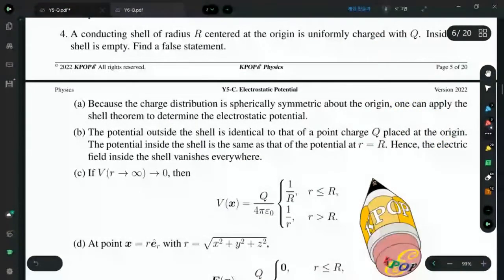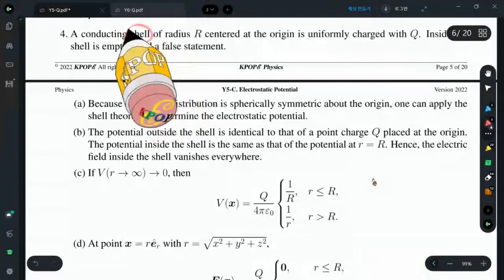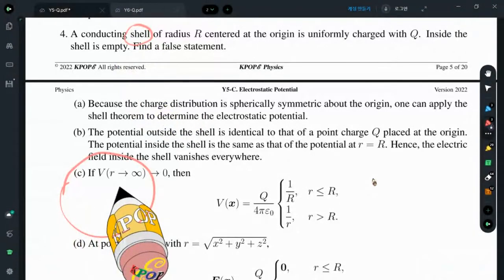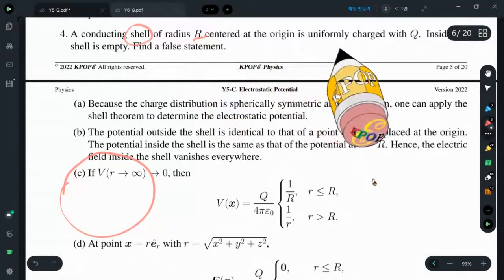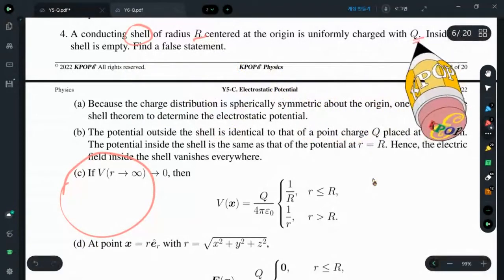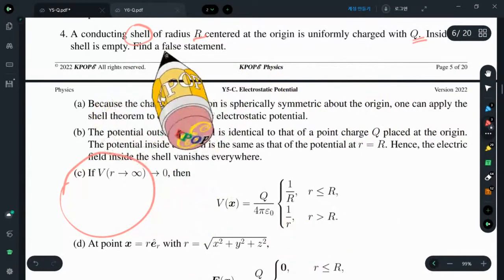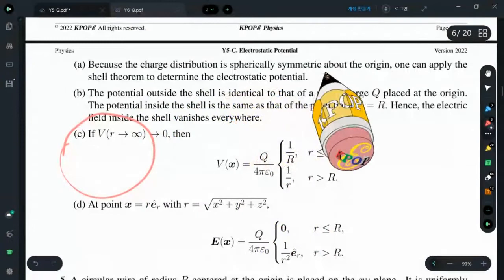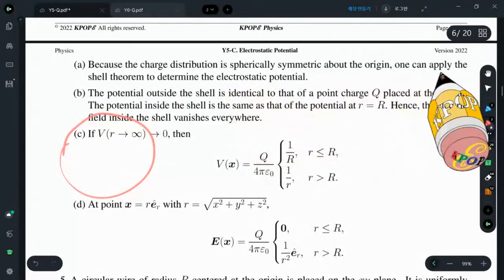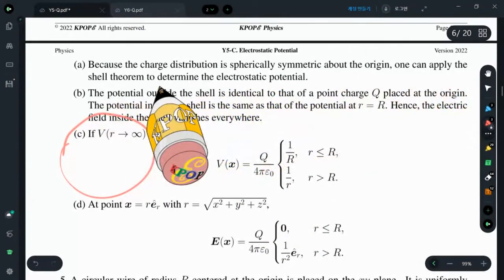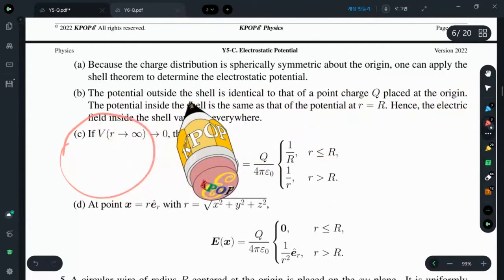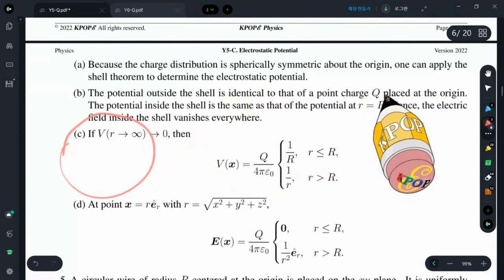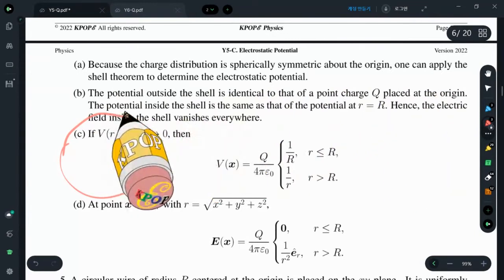Next, we consider a conducting shell. The shell is a sphere, empty inside, of radius R centered at the origin, uniformly charged with capital Q. Inside the shell is empty. The charge distribution has spherical symmetry about the origin, so one can apply the shell theorem. The potential outside the shell is identical to the previous case.